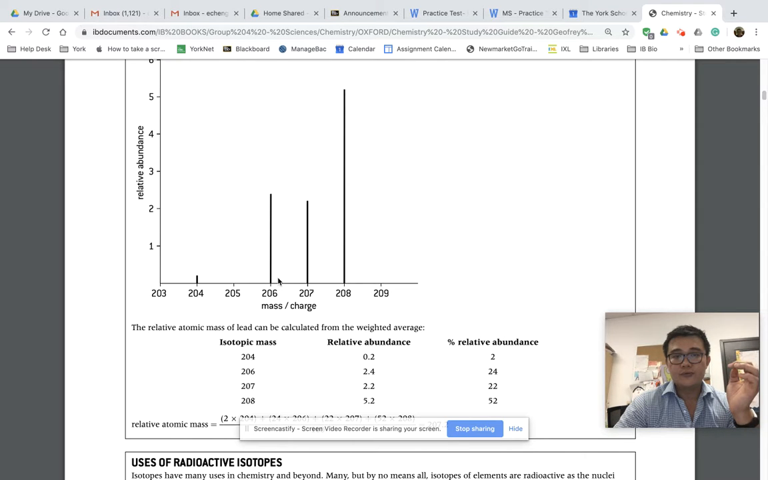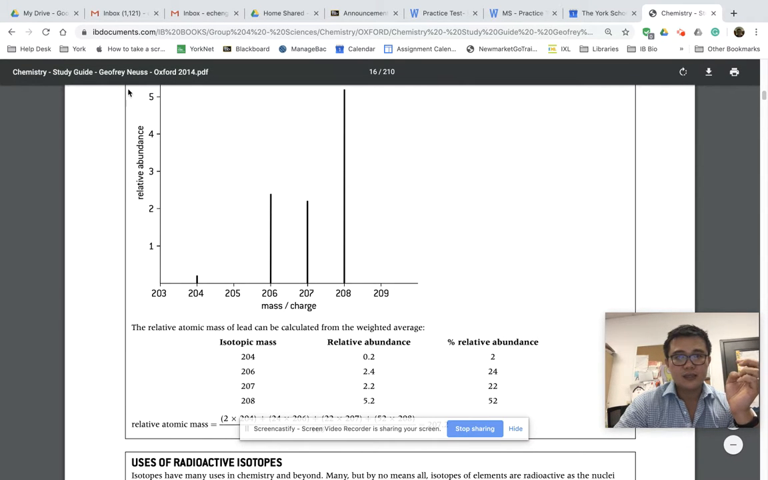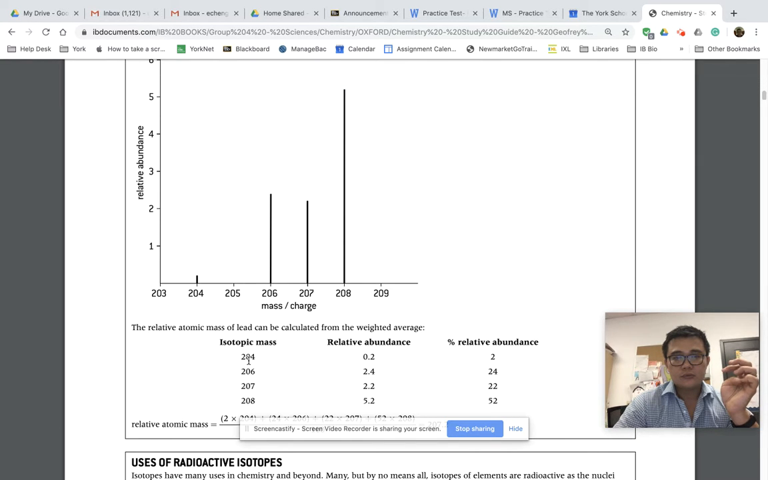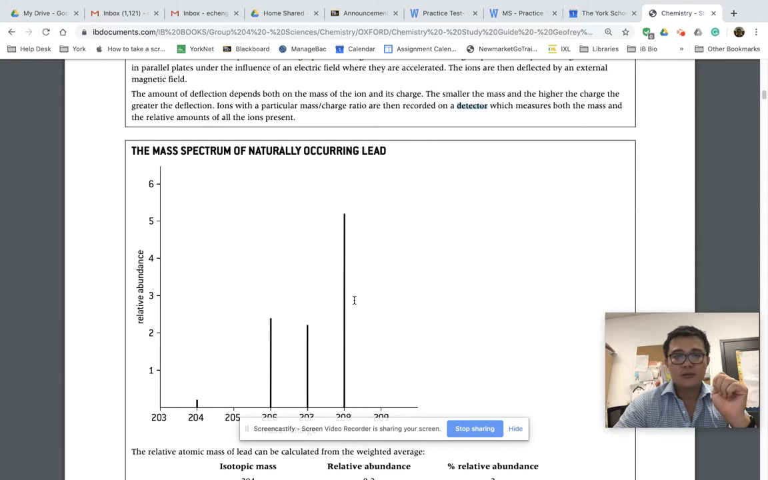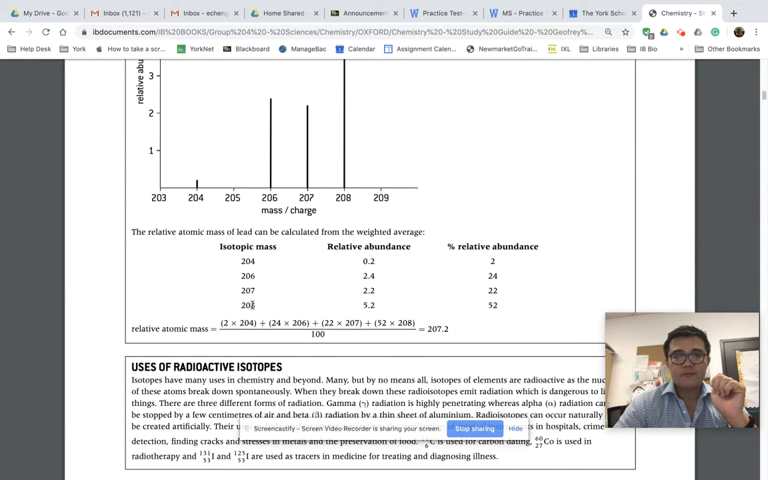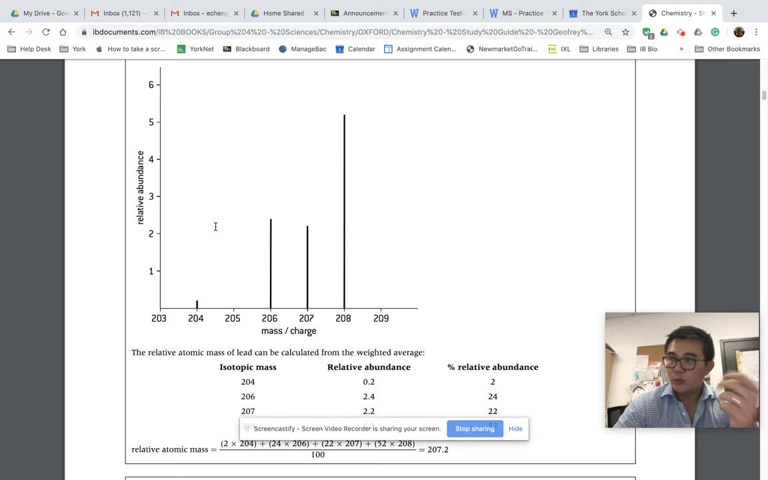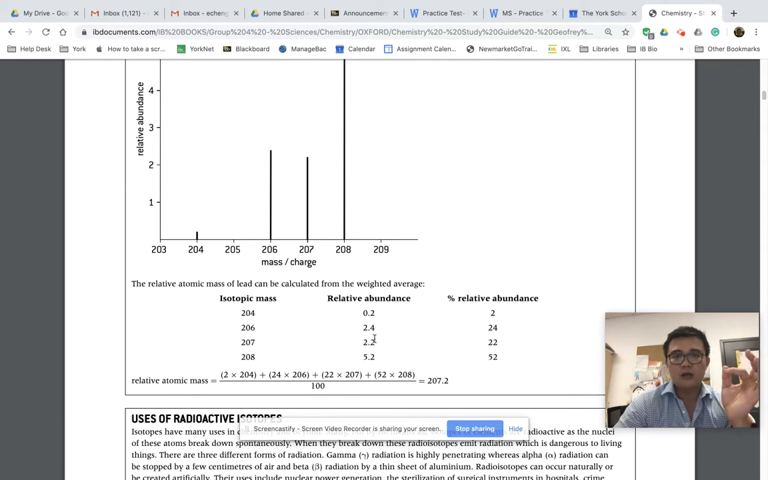Now, this is relative abundance. So you just read this here. That's the mass. So for the atomic isotope mass of lead, you have 4 different peaks. So 4 different masses: 204, 206, 207, and 208. And that's relative abundance. It will be a good idea to bring a ruler. Keep in mind that we will have a tolerance in terms of how you read it if such a question exists on the test.